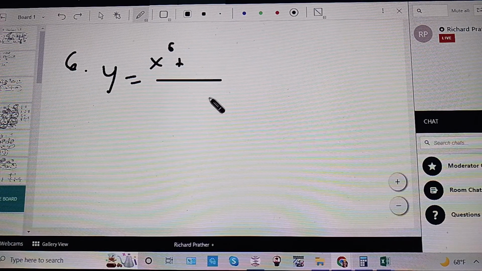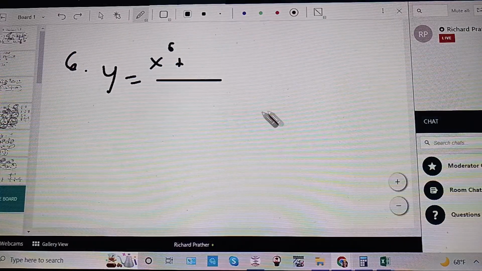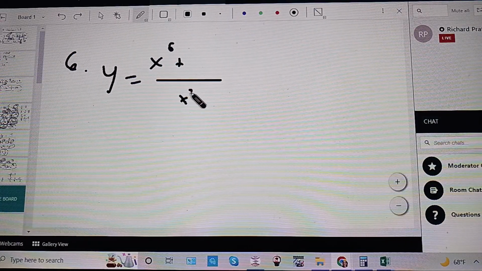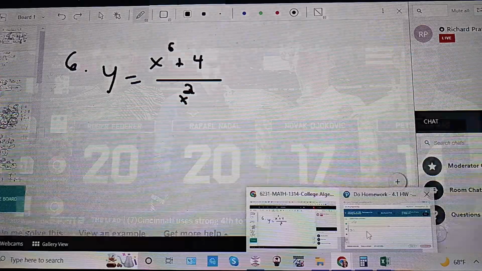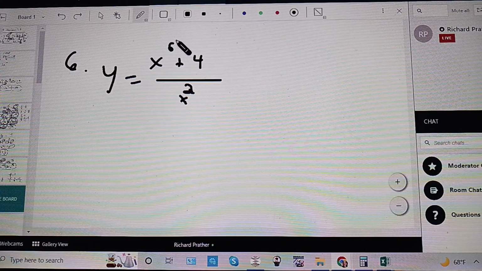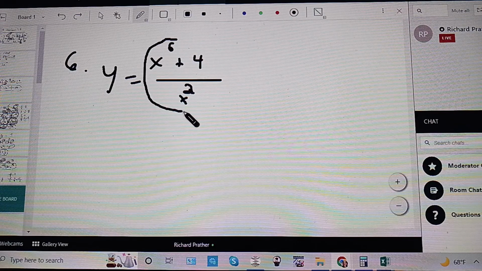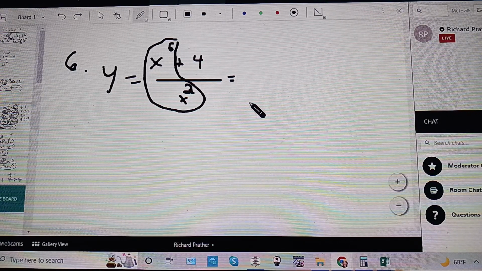What makes things easier here that won't happen later is that the denominator has one term only. In the next section, the denominator will have more than one term, and then we won't be able to do this shortcut. But whenever there's just one denominator term, then you can divide each numerator term by that. So this is a simplification I would do just to make the problem a lot easier. X to the 6th divided by x to the 2nd is x to the 4th.